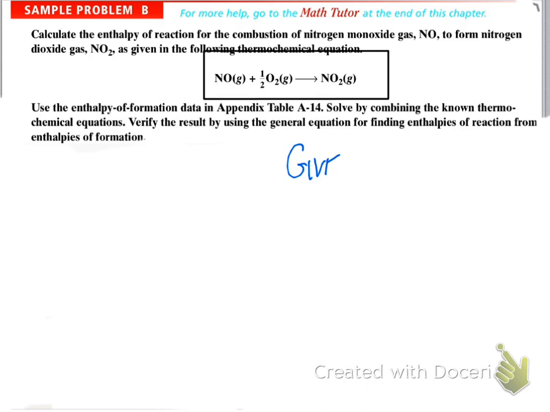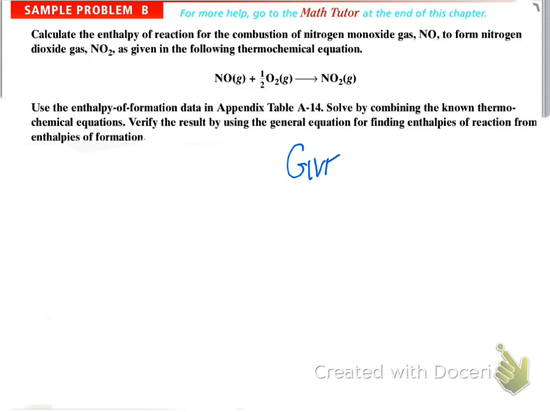So we're told to use the enthalpy of formation data in appendix table A14. So you've got to use that in the back of your book. There's an appendix section. Find table A14, and you'll be able to find all the miniature, almost half reactions, half steps for these things. Solve by combining the known thermochemical equations. Verify the result by using the general equation for finding enthalpies of reaction from enthalpies of formation.